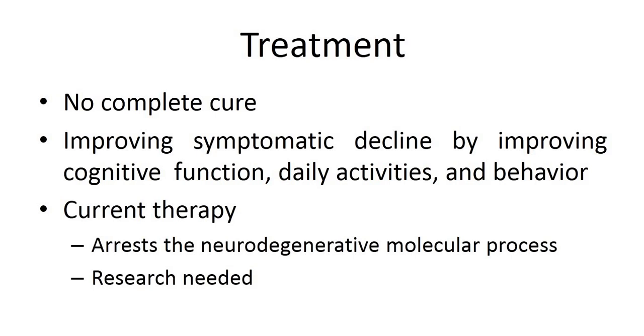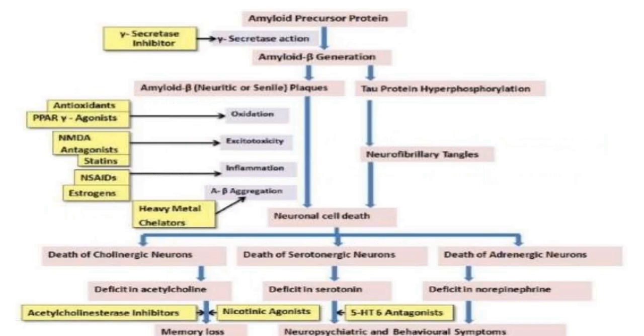To save time, I will just be highlighting the treatment in just 2 slides. One, amyloid precursor protein, just now what we studied, you have gamma secretase action. Because of gamma secretase, the amyloid beta generation takes place and that results in amyloid plaques. So, what you can do, you can use gamma secretase inhibitor: no secretase, no formation of amyloid plaques.